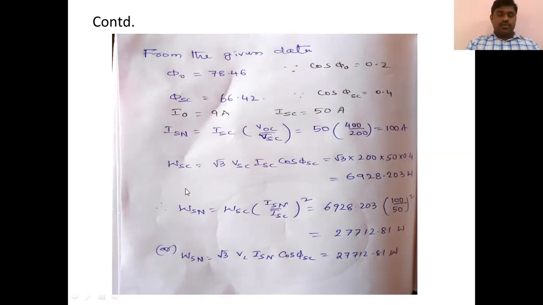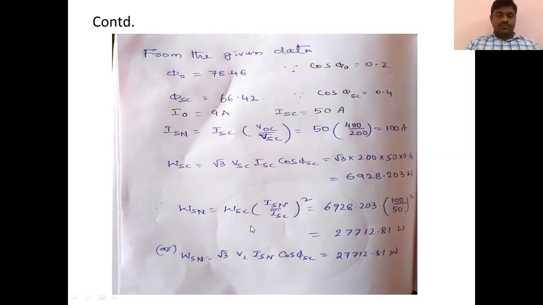Similarly, I am going to find the short circuit power. Using the formula root 3 VSC ISC cos phi SC, I am getting the short circuit power as 6928 watts. And the short circuit power at normal voltage, using this formula, will be around 27712.81 watts. Or else you can use this formula also, root 3 VL ISN cos phi SC. This also you can use.